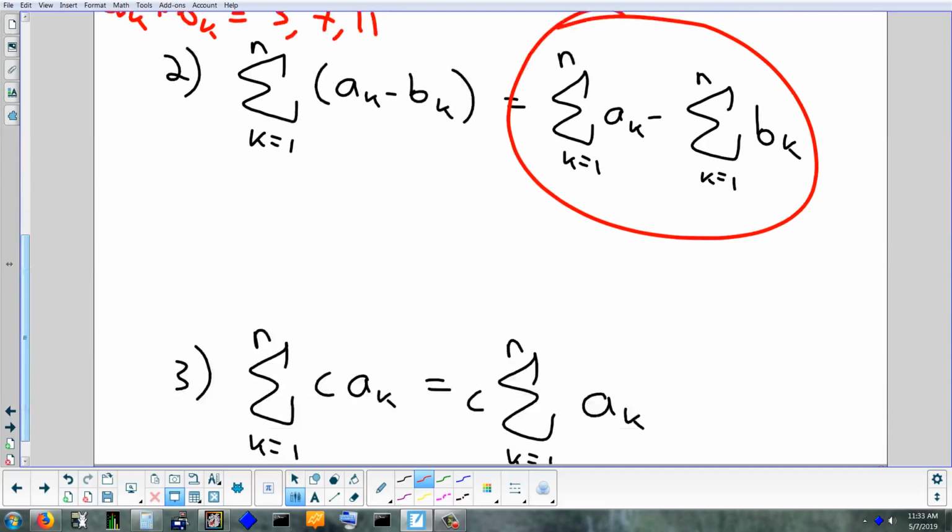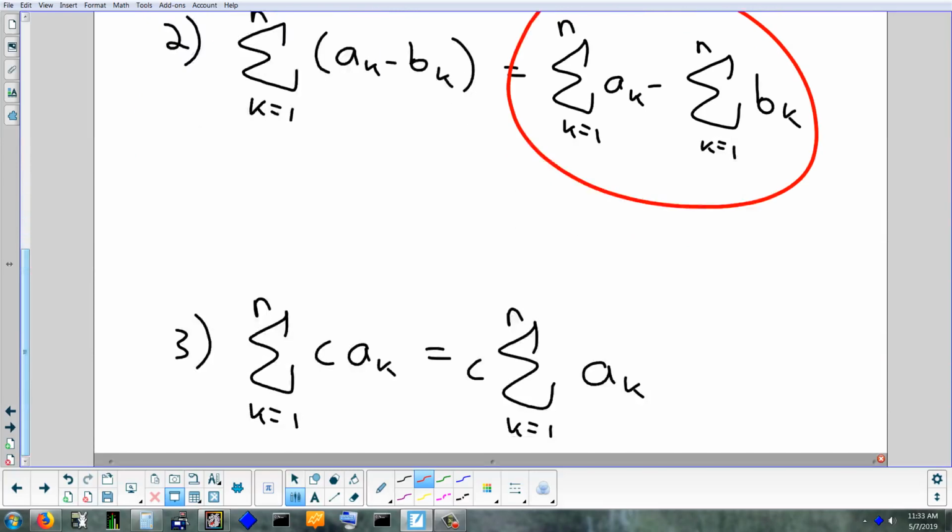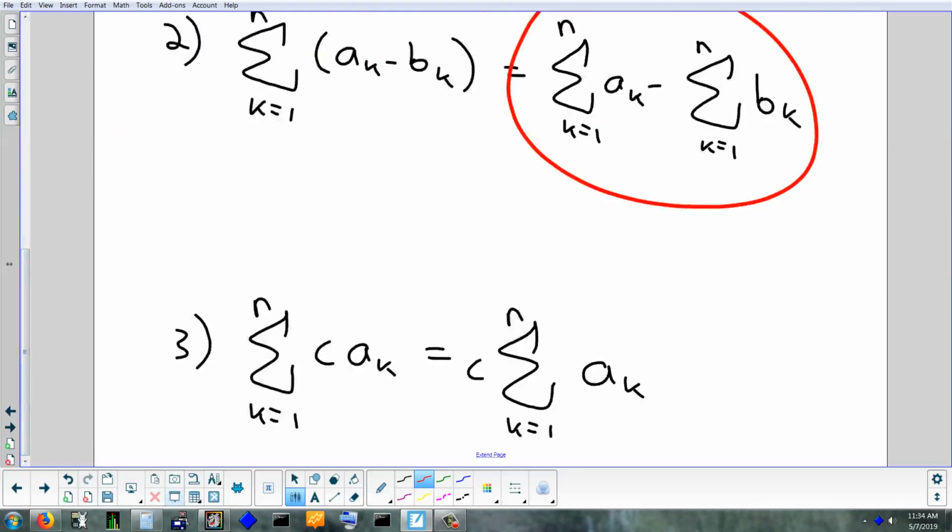Okay, and then the third thing. The third thing says that if you want to multiply a sequence by a constant, there's two ways you can do it. You can either distribute that constant to every term in the sequence and then add up the result, or add up all the numbers in the sequence first and then just multiply that answer by C. So let's show an example of this with numbers, because this is a little weird.